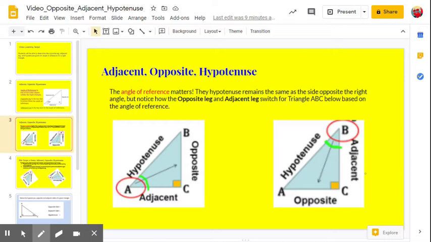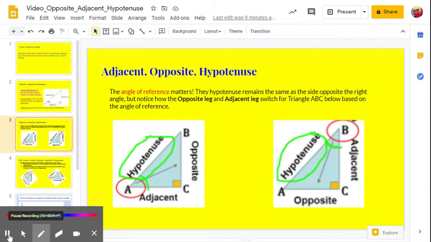Again, we only use one of the acute angles as the angle of reference. The right angle will never be the angle of reference. And we know that the hypotenuse will always be the hypotenuse, right? It doesn't change. It's the side that is across from the right angle, or opposite the right angle. So that's not going to change.